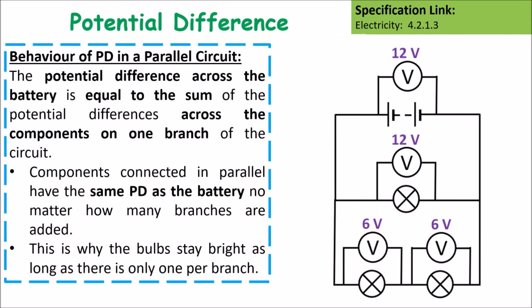So if we're looking at the behaviour of potential difference in a parallel circuit, the potential difference across the battery is equal to the potential difference across each branch of the circuit. So components connected in parallel have the same potential difference as the battery, no matter how many branches are added. So this is why bulbs stay brighter if they are put in parallel.